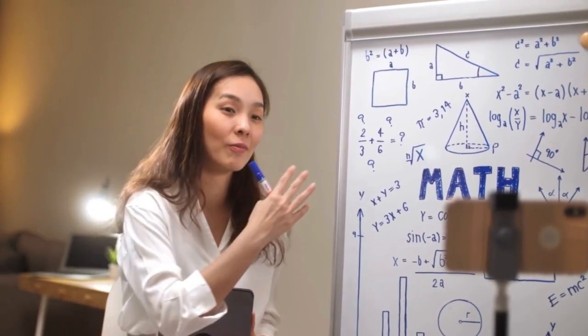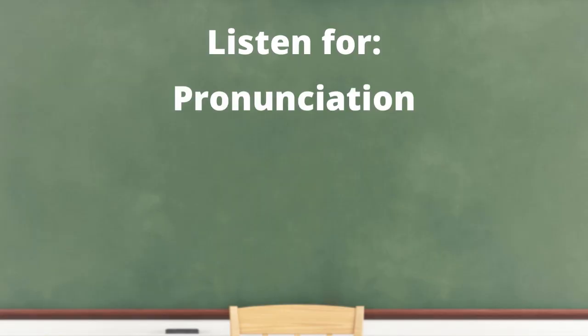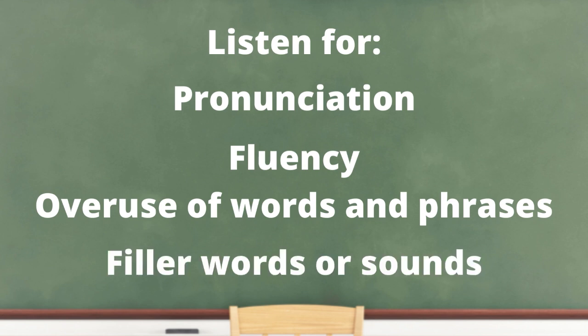Record yourself with your phone, on video or only audio. Listen to your pronunciation, fluency, and the overuse of certain words or phrases. It is also important to listen for the use of filler words like um or ah. If you are shy, get over it. You must make yourself comfortable with hearing your own voice to improve your English speaking.